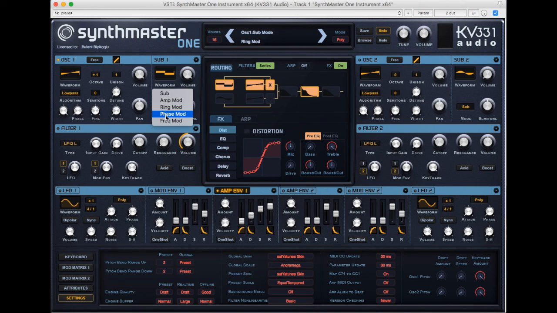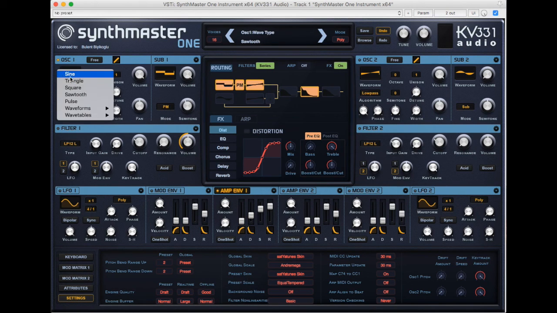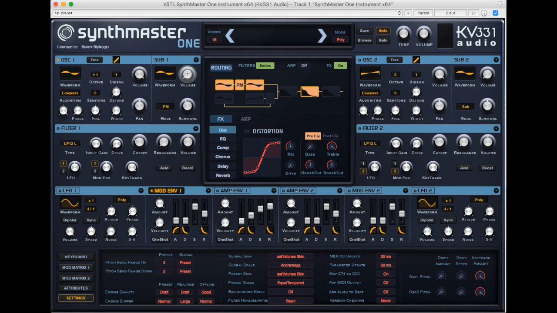We can also modulate the phase of the oscillator with the sub-oscillator signal. So to demonstrate this, let's choose some sine waveforms. It sounds like Yamaha DX7 style FM. Now I'm just gonna turn down the volume of the sub and modulate the sub volume with the mod envelope here, like this. Yeah, this is the FM bass sound we were looking for.